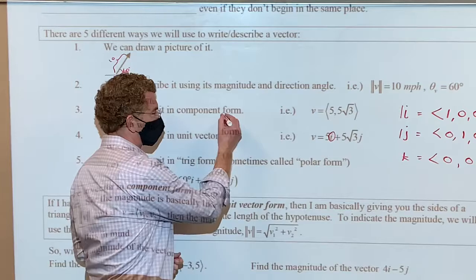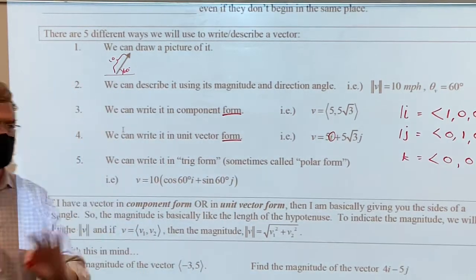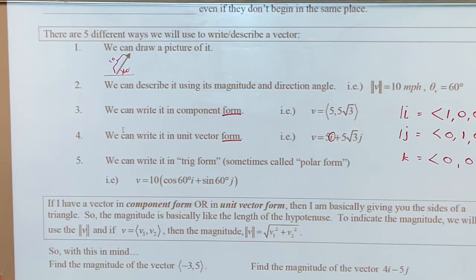These are literally just forms. It's like standard form or slope-intercept form. They mean the same thing, but they're just different ways of writing the same thing. Are y'all with me so far?